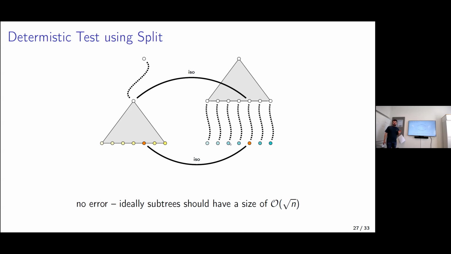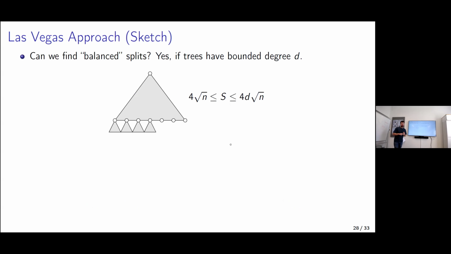However, the runtime, of course, depends on how large these things actually are. And it's not really clear that you can always find a split that is fairly balanced, where these things are roughly of the same size, and ideally they should be of size roughly square root of n. So, can we always find these splits? And it turns out, yes, if the trees have bounded degree. If you can bound the degree of the trees, there always exists such a balanced split, which is roughly square root of n. And here's the way to see this.